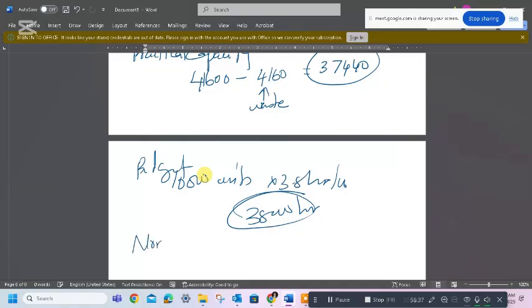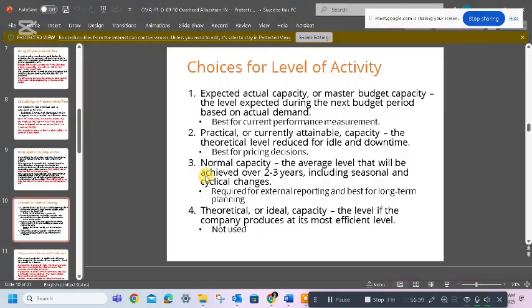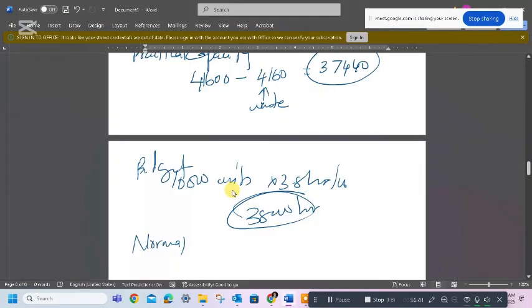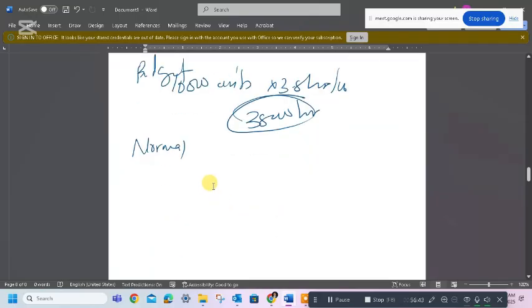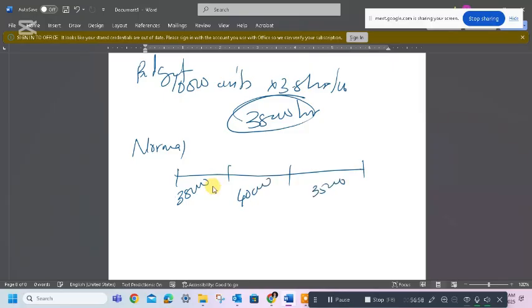Normal capacity means normalized capacity. Normal or normalized, they say. Normal capacity means you take this budget for many years, say 1, 2, 3 years. First year you are going to use 38,000 hours. Second year you are going to use 40,000 hours. Third year you are going to use 35,000 hours. Get an average of all this. What is the average number of hours? 38 plus 40 plus 35 divided by 3.